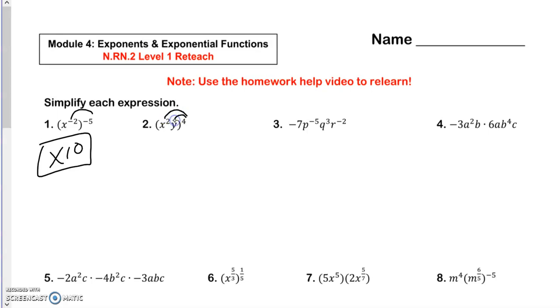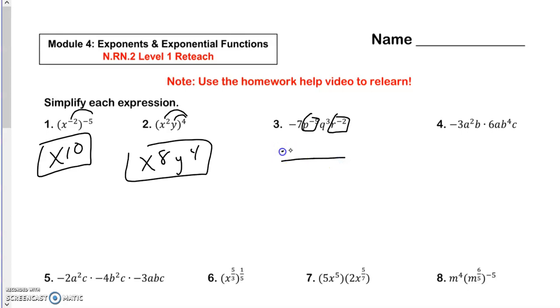This one I'm going to distribute again. So I'm going to get x to the 8th, y to the 4th. The next one, I notice that I have negative exponents. I dislike negative exponents. I like negative whole numbers, but not negative exponents. So on the top, I'm going to leave it as 7p q to the 3rd, and on the bottom, p to the 5th, r to the 2nd.